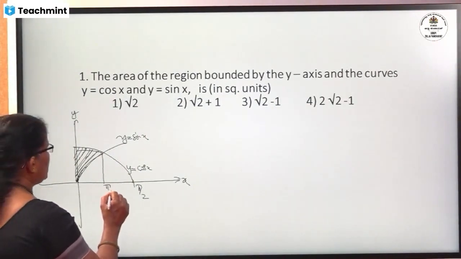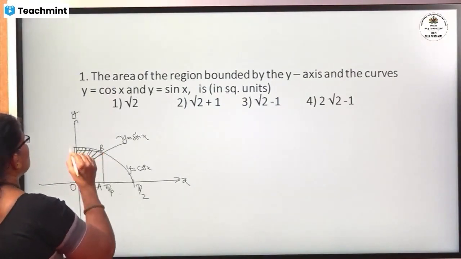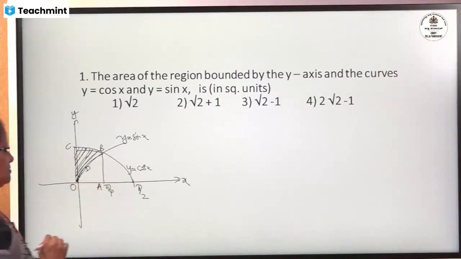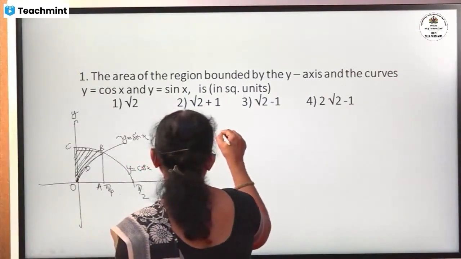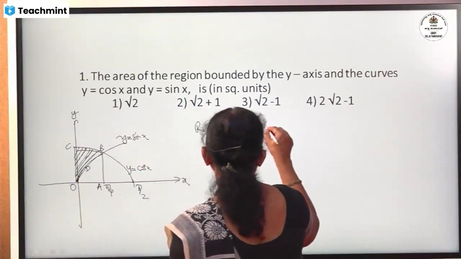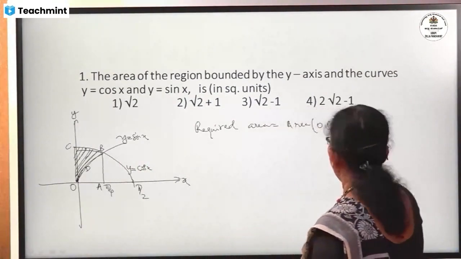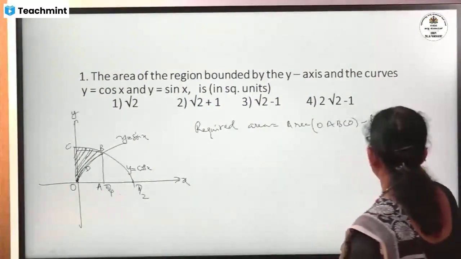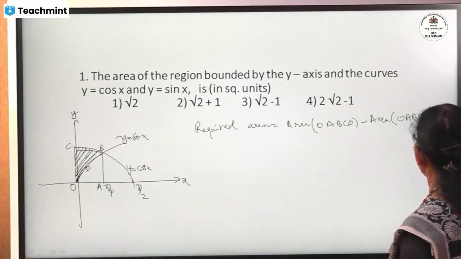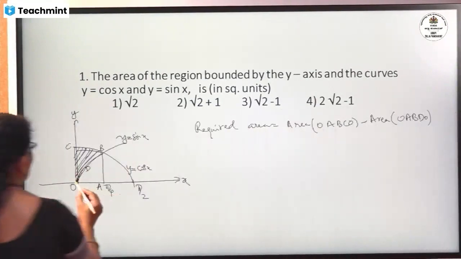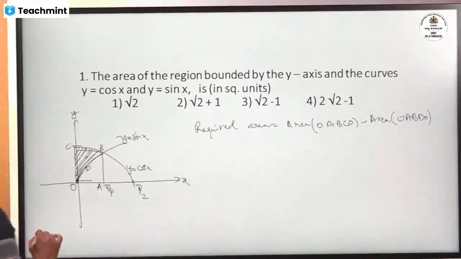So instead of doing that, what I'll do is, let me take this as O, this is A, this is B, this is C, this is D. Can you see that the required area is area of OABCO minus area of OABDO. So the required area is area OABCO minus area OABDO.